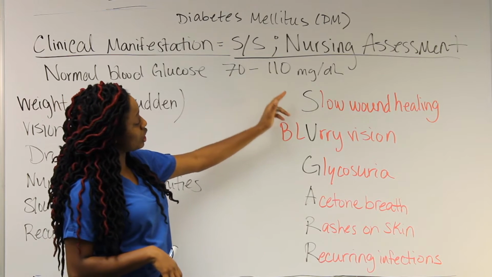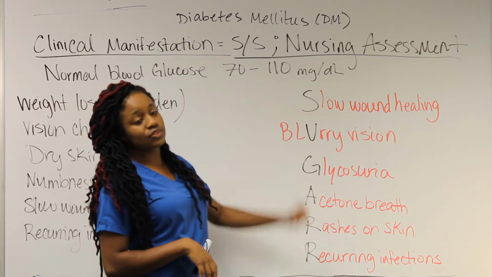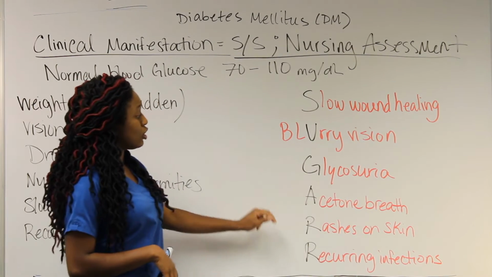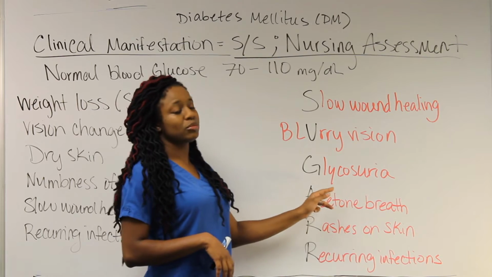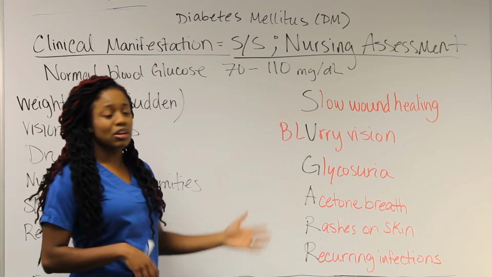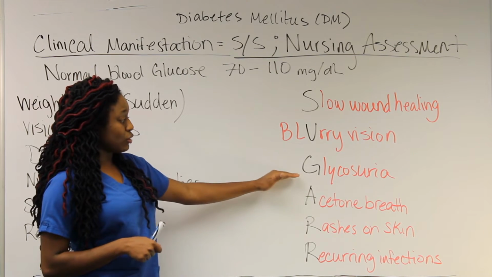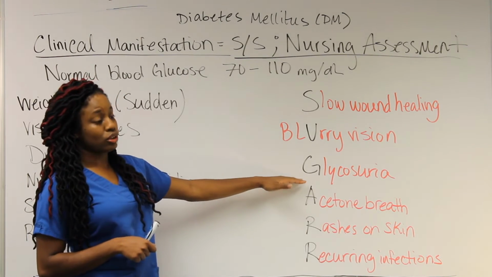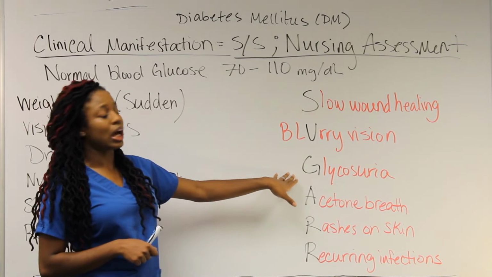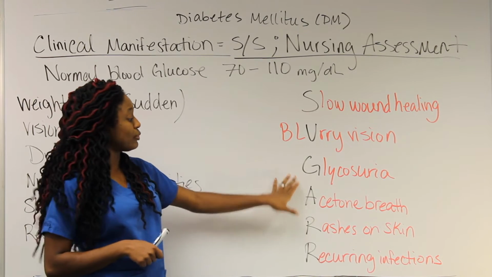So as you can see, this mnemonic is sugar with 2 R's, okay? S is for slow wound healing. U, because of the blurry vision. Glycosuria. Glycosuria is pretty much glucose in the urine, okay? Now, normally you're not supposed to have sugar in the urine, so they would judge a patient who may be exhibiting glycosuria and see how high the levels of glucose are in the urine, okay?